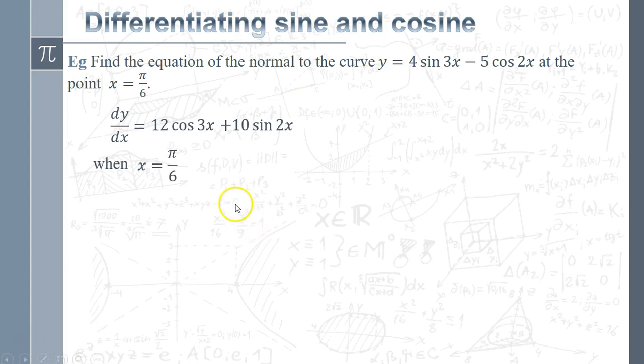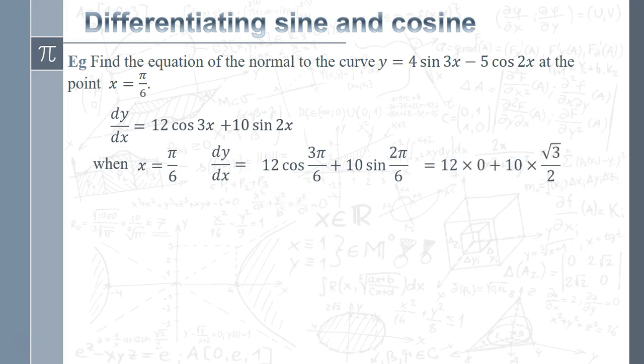When x is pi over 6, dy/dx is 12 cos 3 pi over 6 plus 10 sine 2 pi over 6. Work all of that out, and we end up with 5 root 3. And so we want the equation of the normal, so we need minus 1 over 5 root 3. So the gradient of the normal is minus 1 over 5 root 3, and that gives us root 3 over 15. You'll notice that your calculator's just rationalised the denominator if you put that into your calculator. So that's what's going on there.